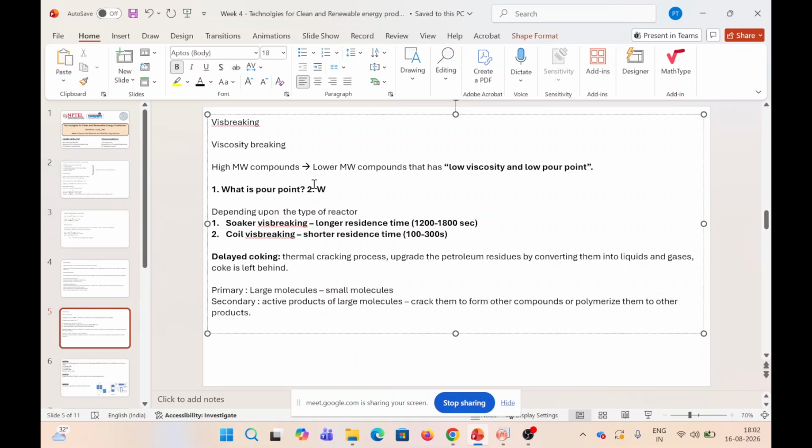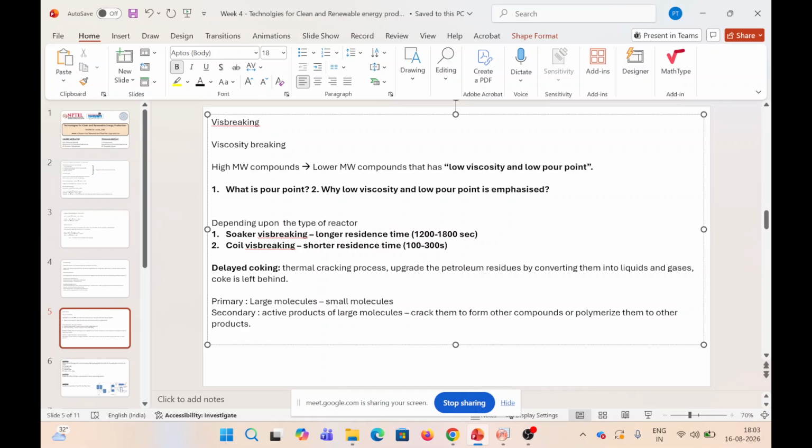So these are the two questions that I'm giving, you can have a look at it or think about it in your free time. So why are low viscosity and low pour point emphasized? I mean, what would be the reason that you think for this?